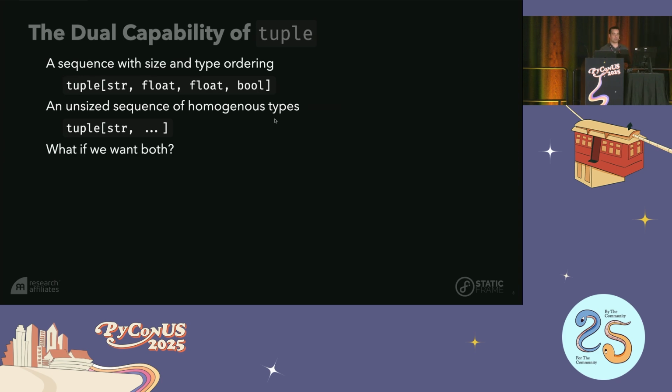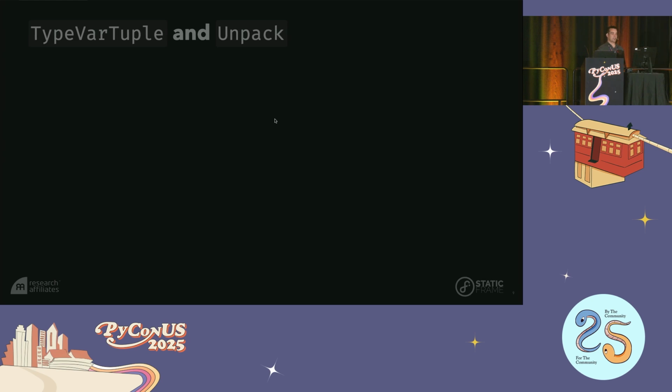However, what if we want both? What if we both want explicit ordering and regions of 0 or more types? And what do we do if we want to take this special power of tuples and use it in our own classes? Well, we haven't been able to do that until TypeVarTuple. So TypeVarTuple gives us the power to have that expressive flexibility of the tuple in our own custom classes. And coming with that is Unpack, which is a special, powerful feature to use within our TypeVarTuples.